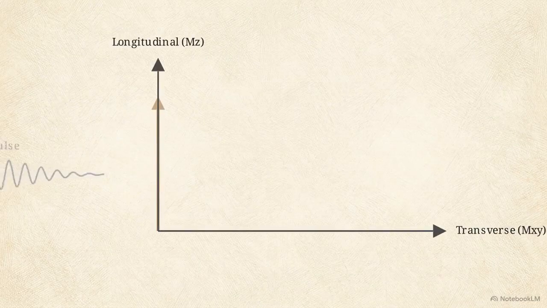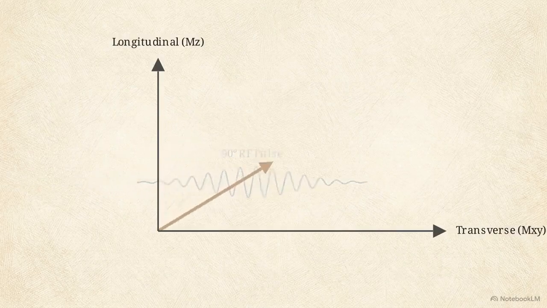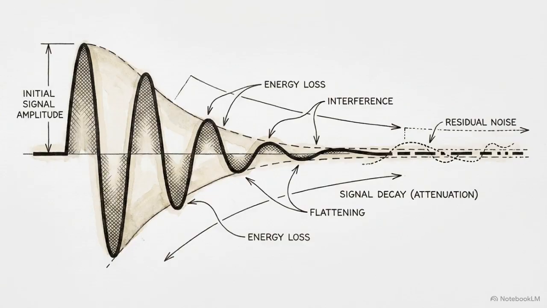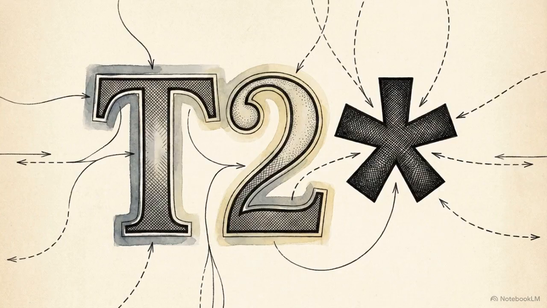After the scanner applies an initial 90-degree excitation pulse, the required transverse magnetization decays far too rapidly to be clinically measured. This rapid loss of measurable signal is formally known as free induction decay, or FID. FID is driven by what we call T2 star effects.